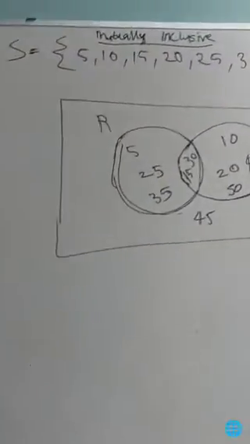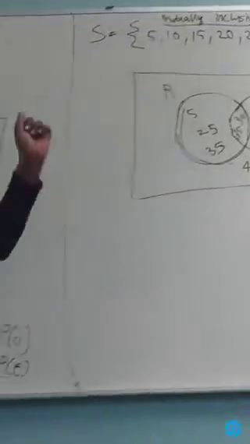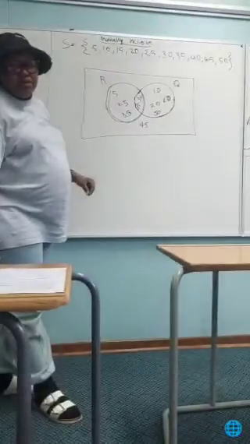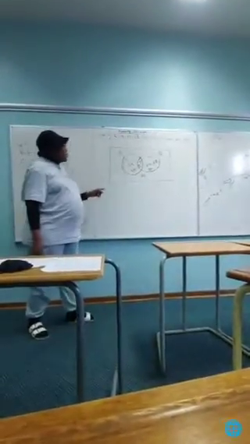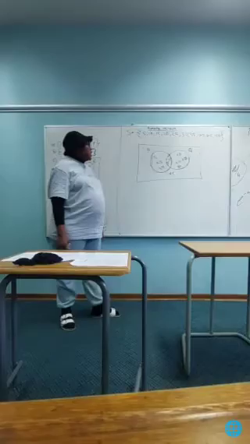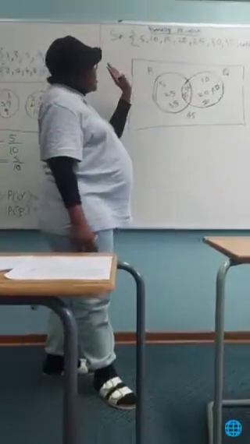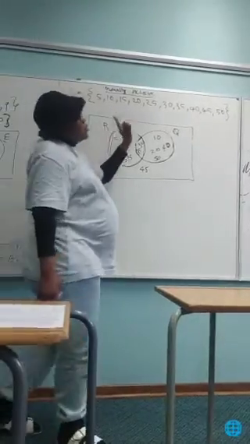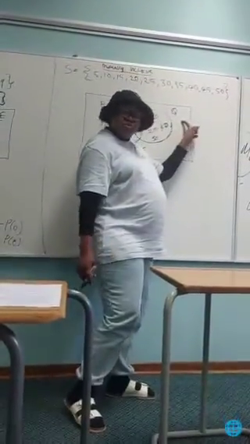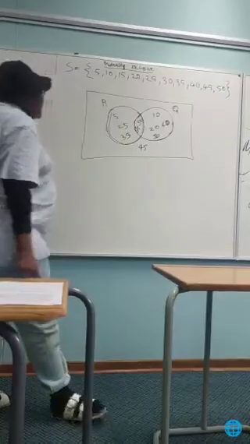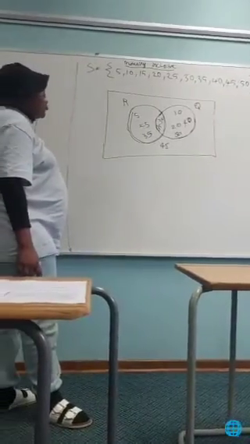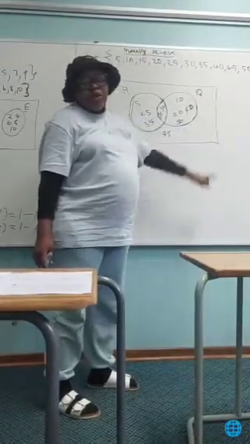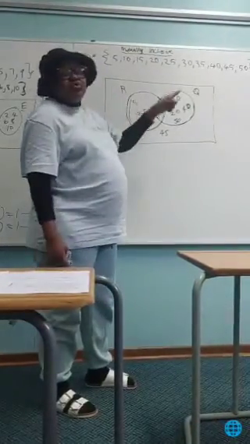Now we're going to do an example of mutually inclusive events, because the one we did previously was mutually exclusive. So here we're going to determine the probability of event R and the probability of event Q, and then the probability of R and Q.